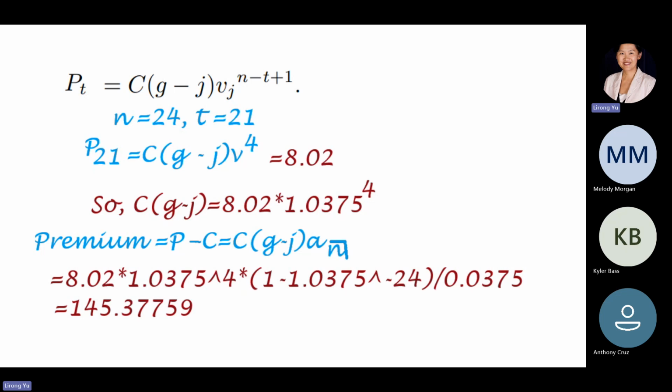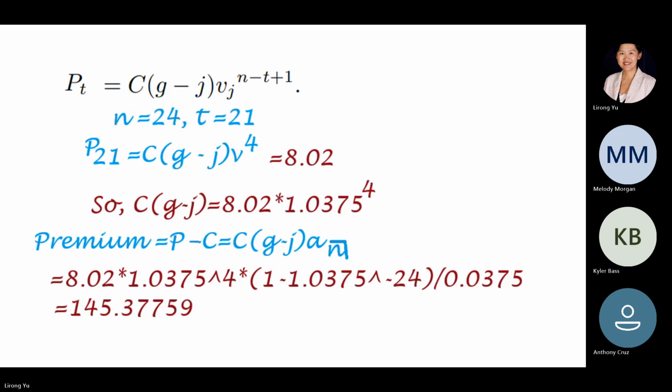8.02 times 1.0375 to the power 4 is the first part, and then multiplied by a_n. a_n, we have no problem. We already have the interest rate. That was 0.0375, that is the i. And then that's 1 plus i raised to the power of -24, since we got 24 payments, divided by the i. There we have it, P minus C.